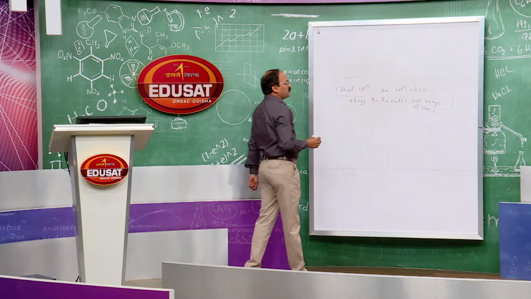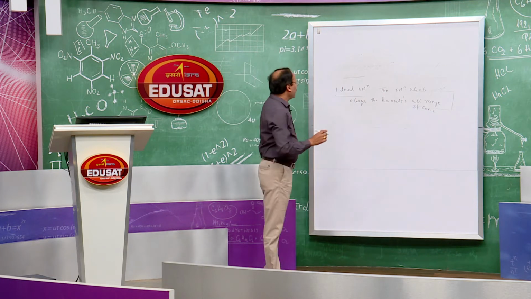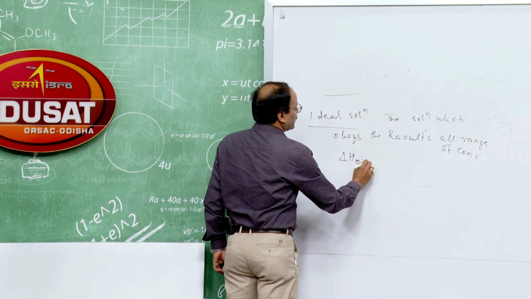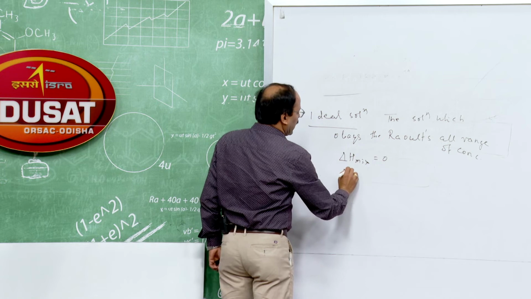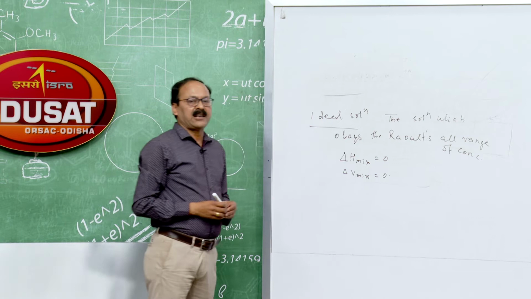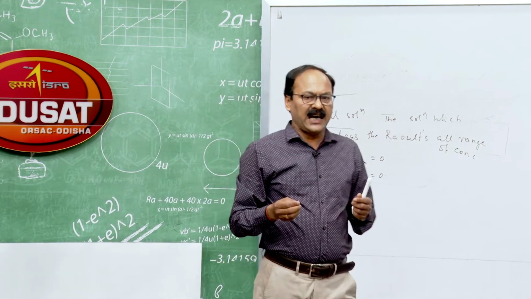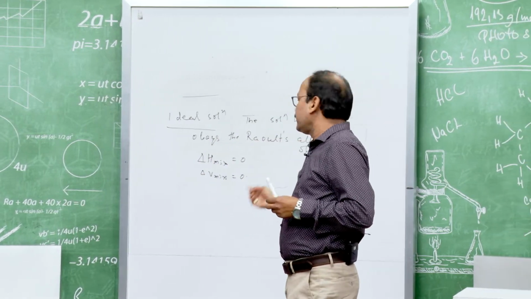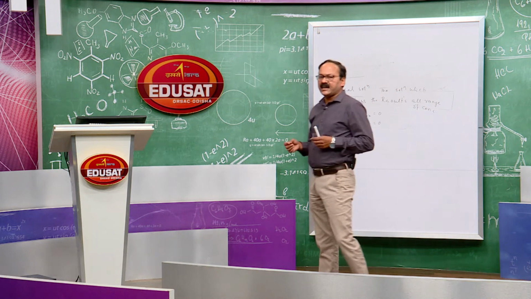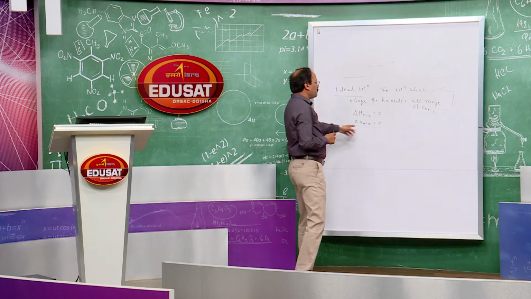In an ideal solution, we have another two conditions to become ideal, that is delta H mix is equal to 0 and delta V mix is equal to 0. That is, on mixing there will be no enthalpy change. When we are adding ethanol and water, there will be no change in enthalpy, then it will be an ideal solution. Similarly, there will be no change in volume. If you take 1 liter of water and 1 liter of ethanol, that must be 2 liter. If that will be 2 liter, then the change in volume is equal to 0.